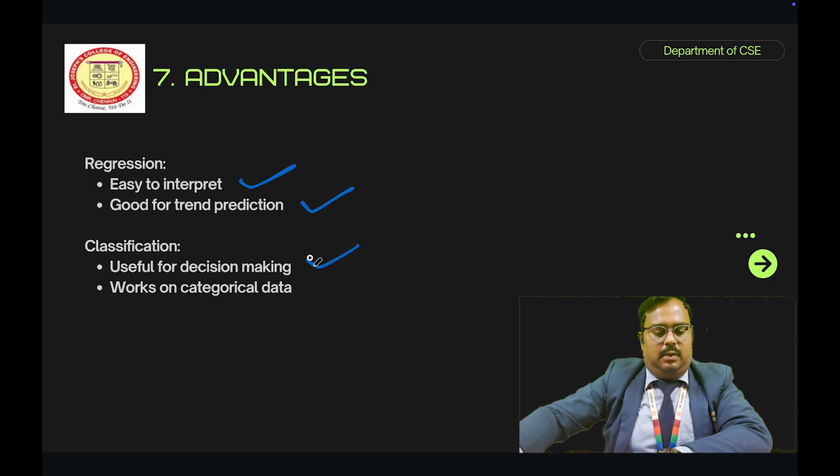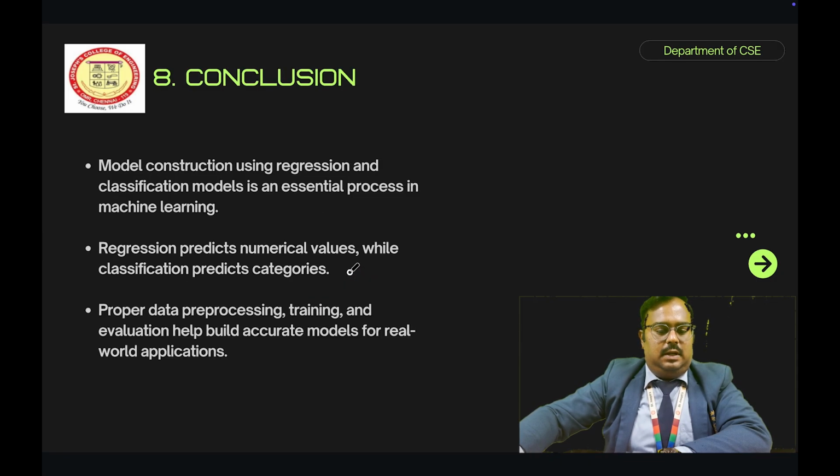Finally, we conclude this session. Model construction using regression and classification models is an essential process in machine learning. In the same way, regression predicts numerical values, while classification predicts categorical values. Proper data processing, training and evaluation help you build accurate models for real world applications.